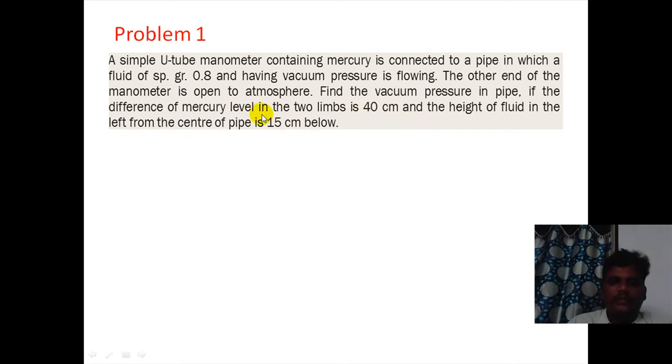Now the difference between the mercury levels is given as 40 centimeter and the height of the liquid left to center of the limb is given as 50 centimeter. We already discussed the derivations of U-tube manometers. By using the derivations we are solving this problem. How can you solve this problem? First we have to write the given data.